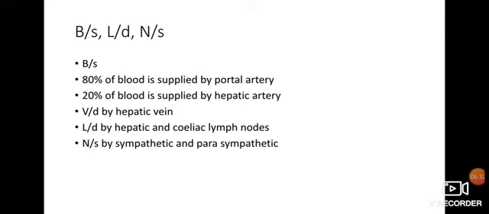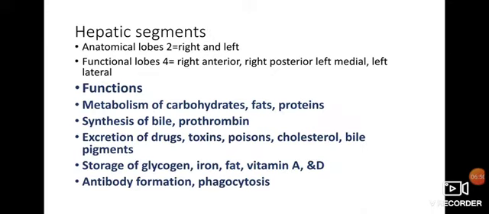Then venous drainage is by the hepatic vein, and lymphatic drainage is by the hepatic lymph node and celiac lymph node. First the lymph drains into the hepatic lymph node, then finally it reaches the celiac lymph node. Now the nerve supply is obviously sympathetic and parasympathetic because it's a visceral organ.